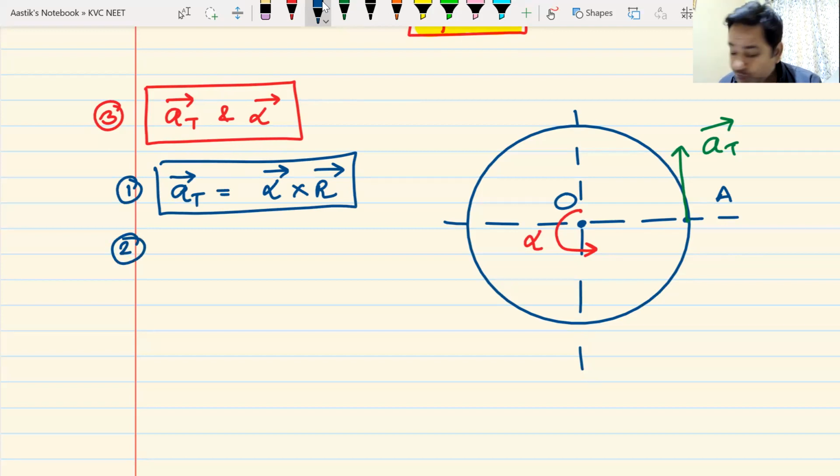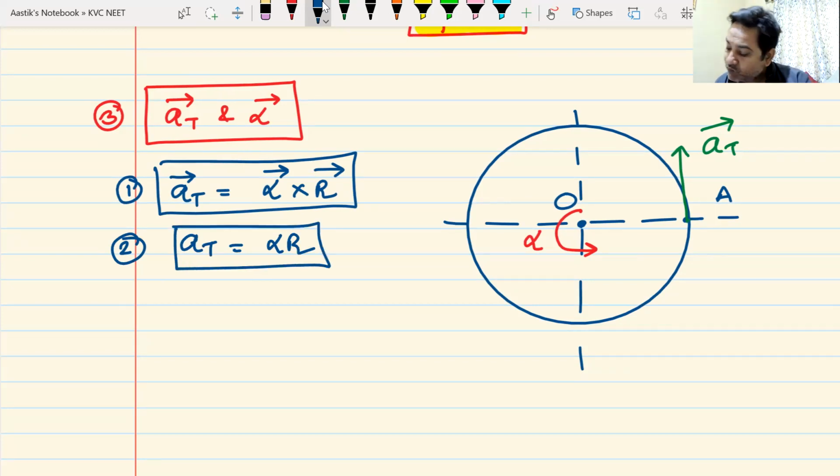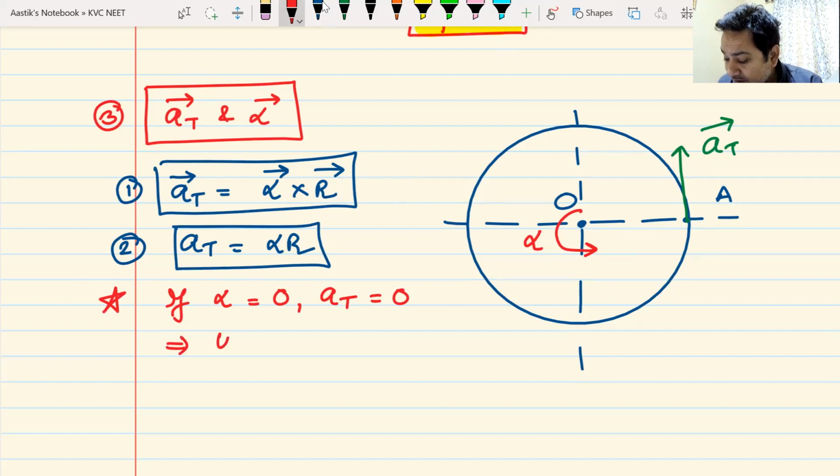Equation number 2, I can write the magnitudes. At will be equal to alpha multiplied by r. First is the vector equation, second is the scalar equation. If alpha is 0, At, the magnitude, becomes 0. If At is 0, that implies omega and Vt are constant.